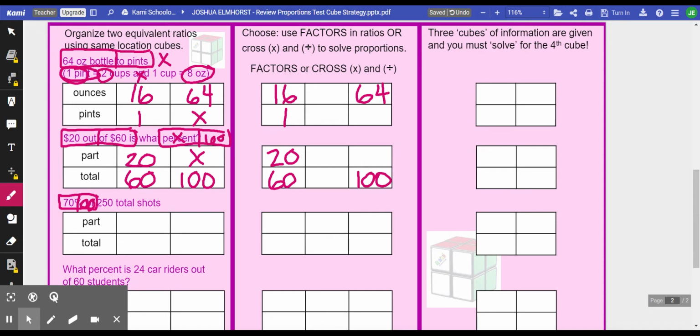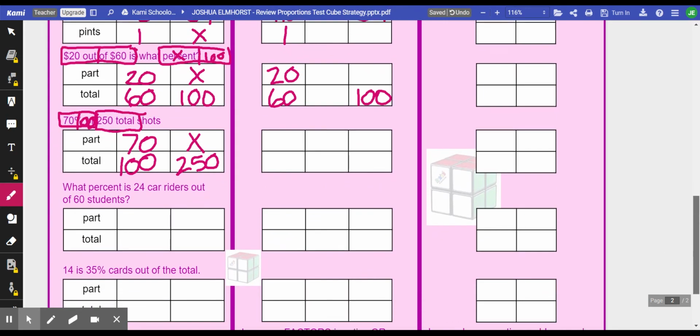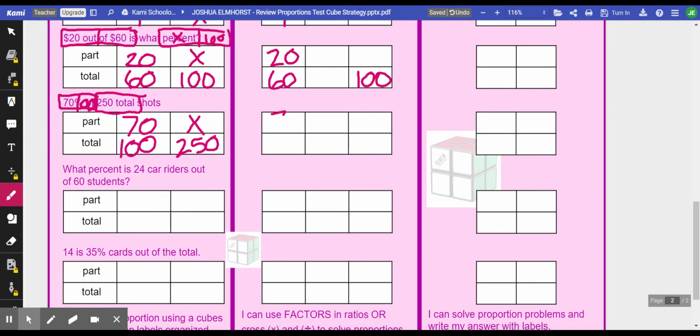Then we move it over to the middle for the solving later. So 70% is 70 out of 100. And then it says 250 total shots. So that's the total, so the total is going to go on bottom. And then the part that we're looking for is unknown, so that's going to be on top. So you move that over to the middle for the solving strategy.